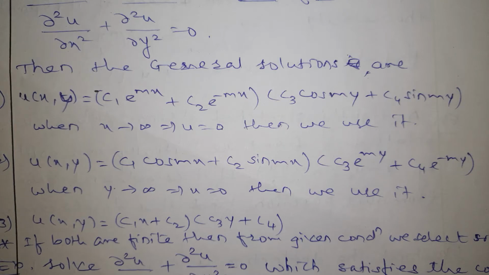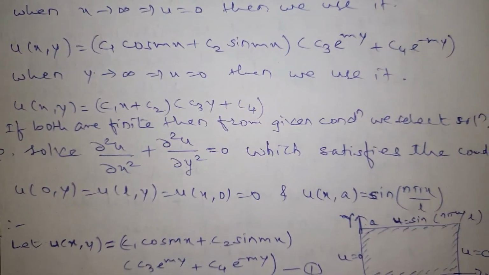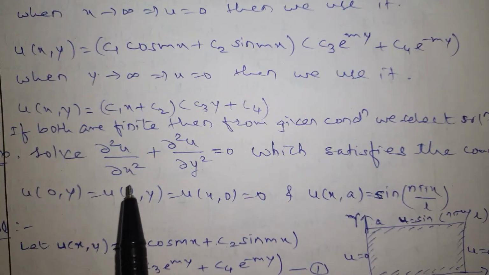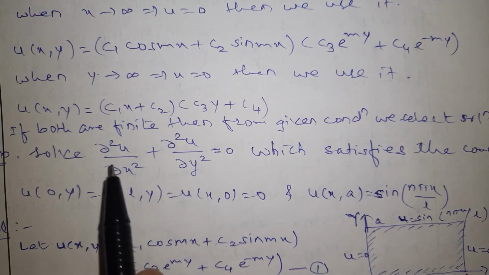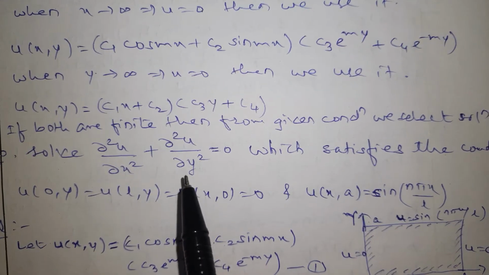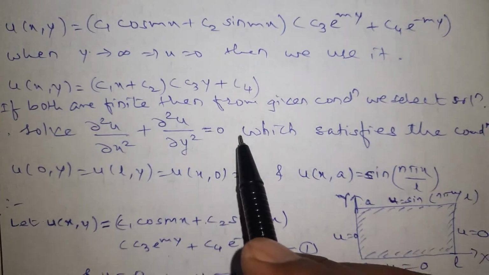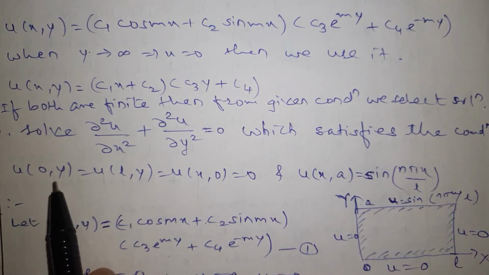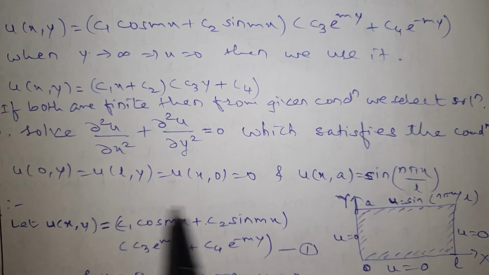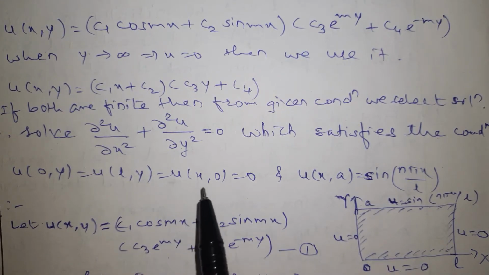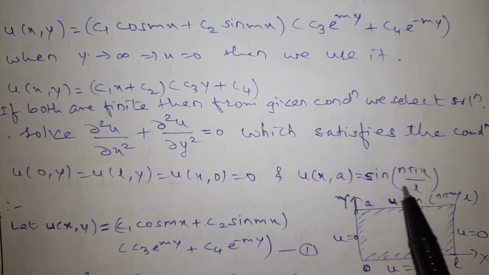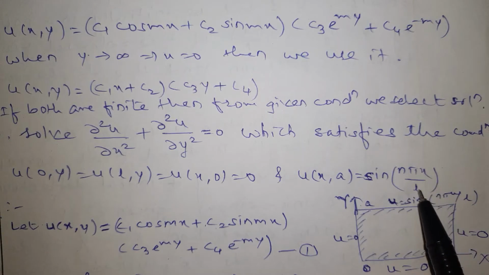Now here one example we take for understanding. Solve ∂²u/∂x² plus ∂²u/∂y² equal to 0, and it satisfies the conditions u of 0,y is equal to 0, u of l,y is equal to 0, and u of x,0 equal to 0, and u of x,a is equal to sin of n pi x upon L.